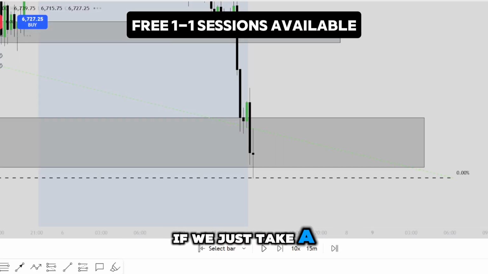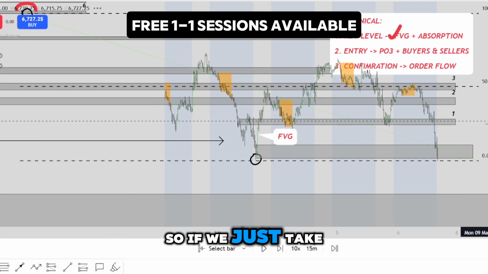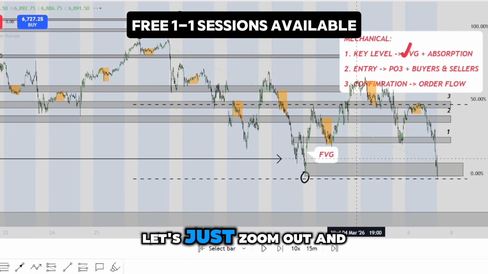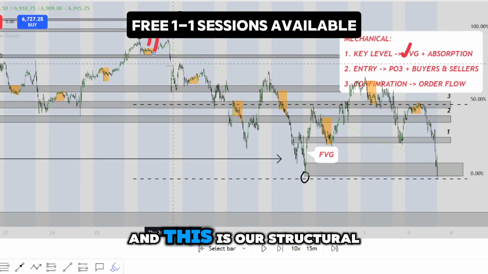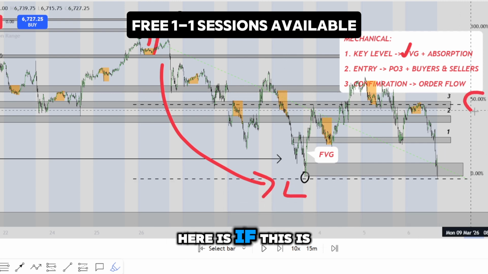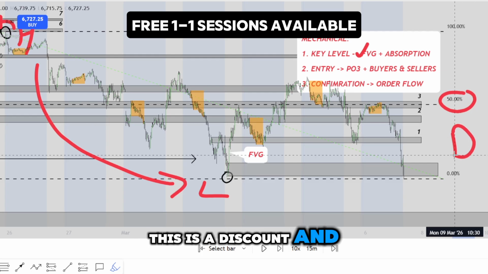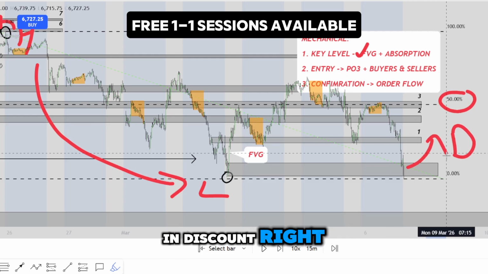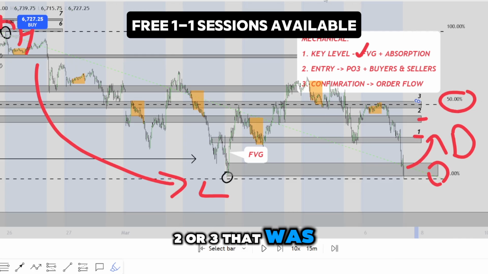So if we just take a look now, we just want to understand where we are. Let's zoom out and take a look structurally. This is our structural high up here, and this is our structural low down here. So what we can see here is if this is our 50% level, this is a discount. And so we want to be buying in discount, from this key level up to 1, 2, or 3. That was the basic theory.